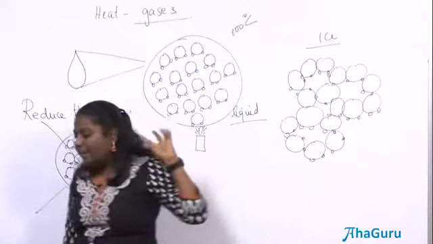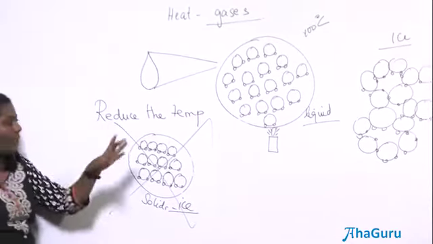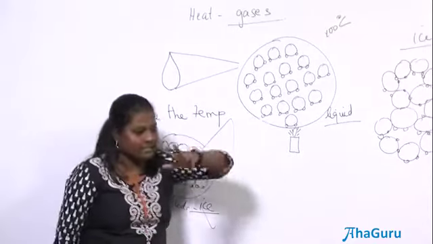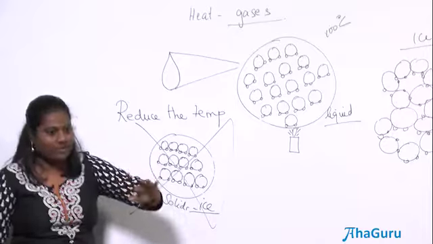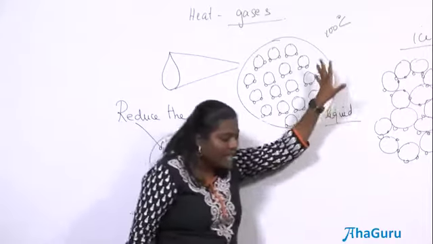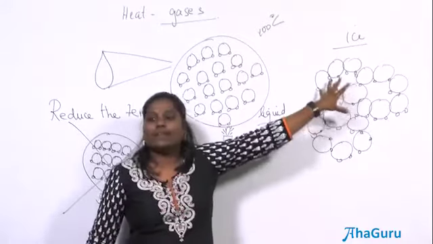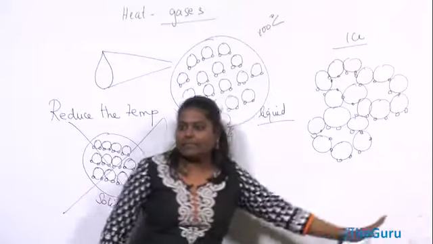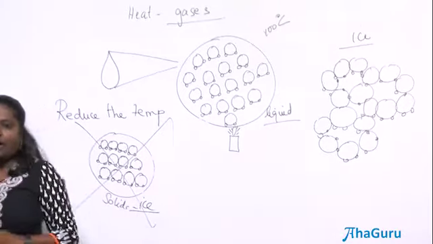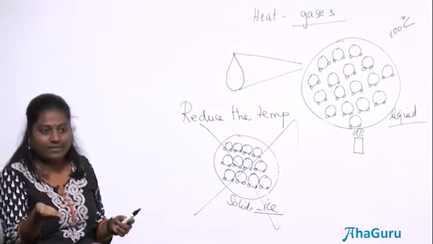So as you keep reducing the temperature, all these molecules start moving slowly, but at a particular temperature, they get their positions in place and get arranged like a crystal. This is called ice. Okay. That is why we have ice as a solid.